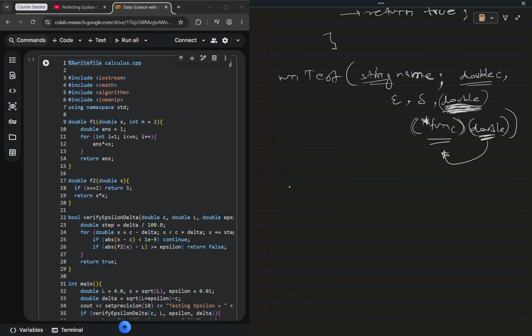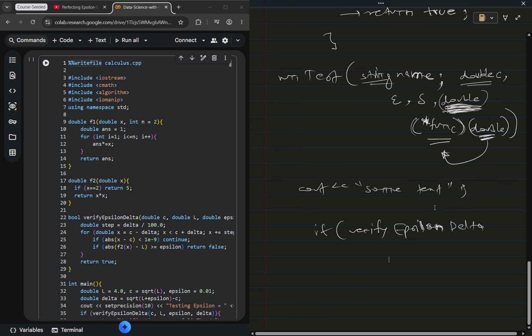So what you can do, cout testing. Obviously the rest you know what I'll be doing, cout testing and all. Cout some text over here, then we can just say if verify epsilon. Basically we are writing this function just so that we can write everything in a single go. Epsilon delta. So we'll be defining a universal function. Let's call it universal over here.